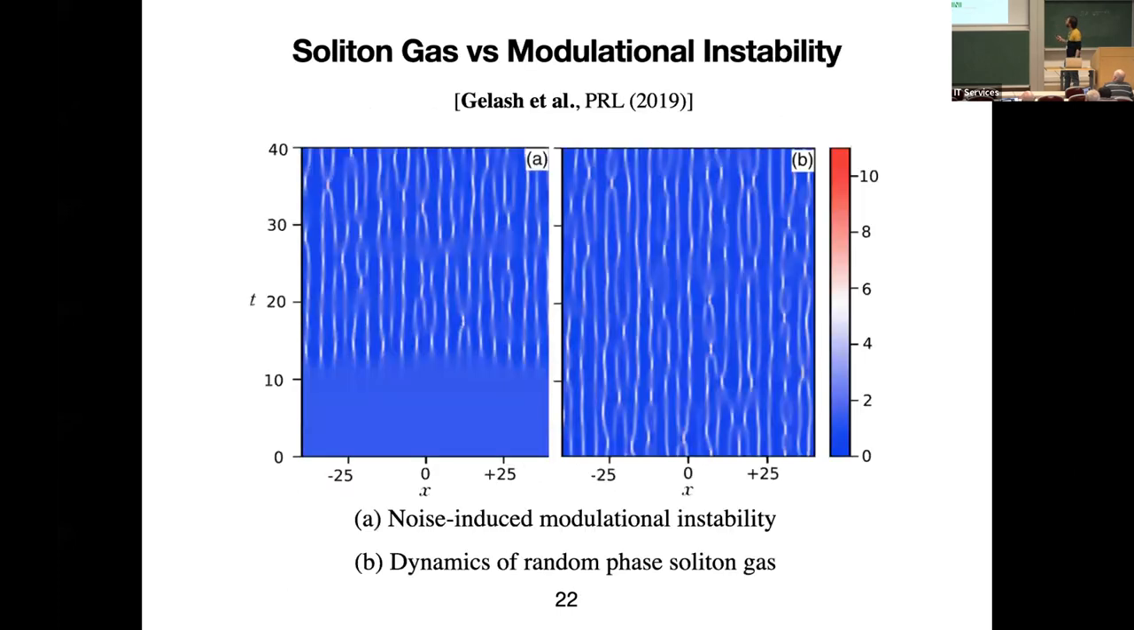And so for the case of soliton gas, Thibault already talked about it before. There is this work by Gelash and co-authors where they managed to model the nonlinear stage of modulation instability, the asymptotic stage of modulation instability, using a genus zero condensate for the focusing NLS equation.